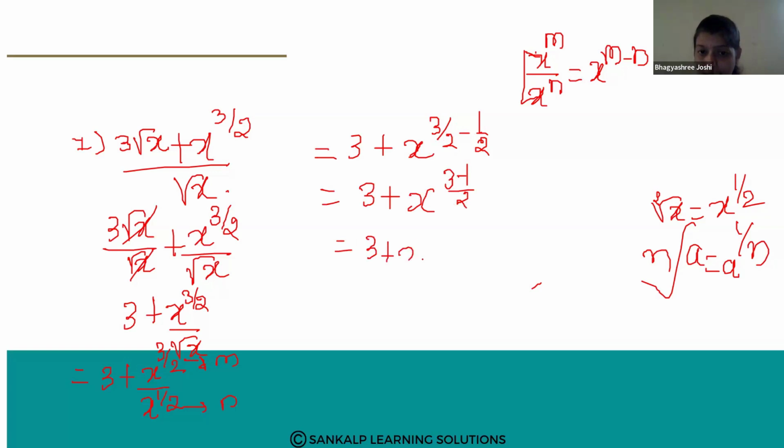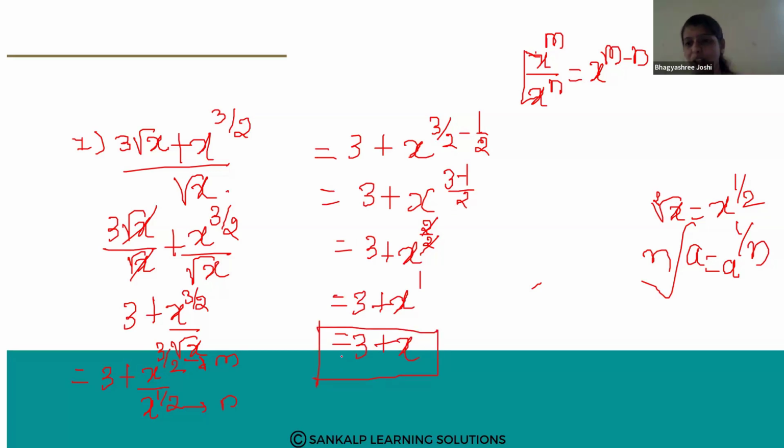3 plus x raised to 3 minus 1 is 2 divided by 2. 2 and 2 will get cancelled. What remains? 3 plus x raised to 1, or you can say 3 plus x. Now tell me, dear children, is it a polynomial?